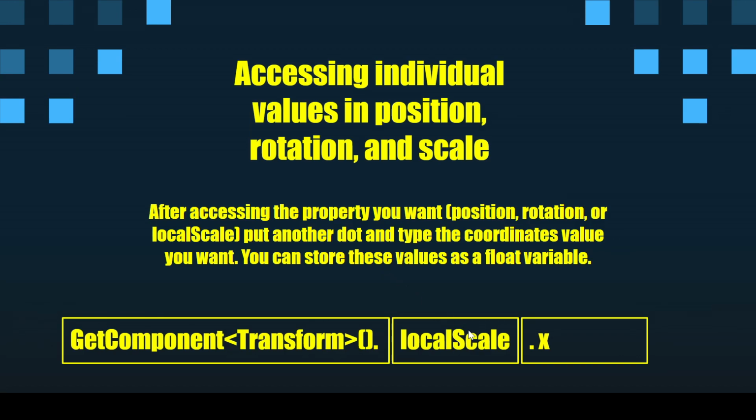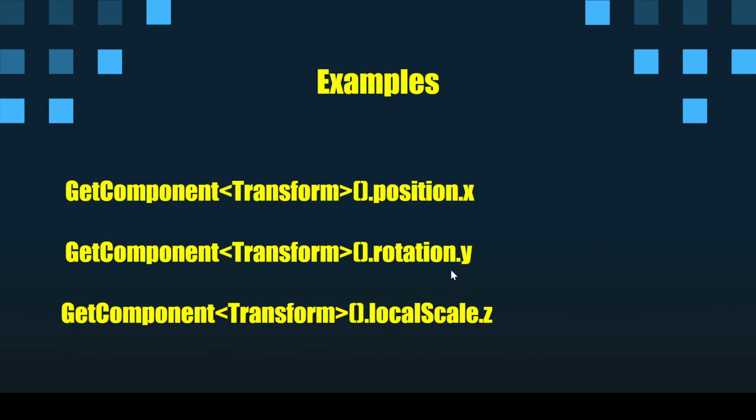You could do it for the local scale, but you can also do it for position, rotation. Everything that has 3 values, you can do it for. So this is an example of what the code looks like, but let me show you guys how this actually works in practice.